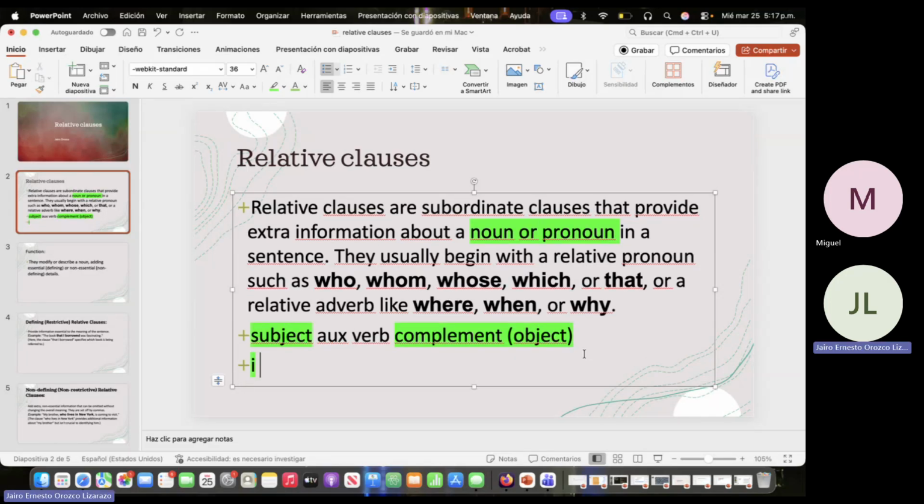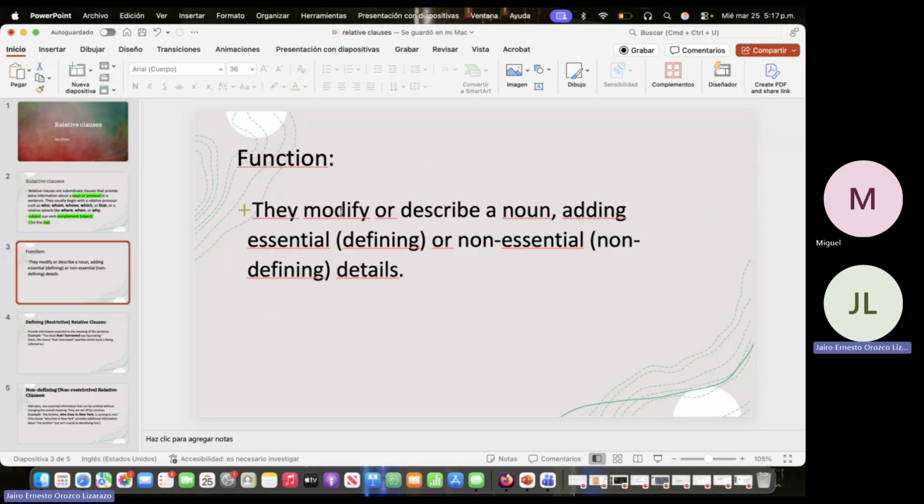So for example, I hit the ball, right? So we have a subject right here, and then we have an object right here. So nouns can be subject and complement, right? So in this case, what a relative clause does is that it modifies or describes a noun, adding essential or non-essential information. So important information or essential information, defining, or non-important or non-essential, non-defining information, right?